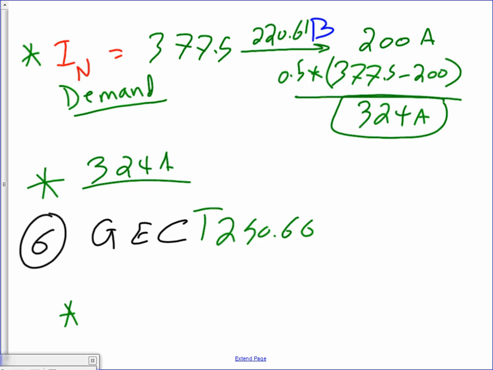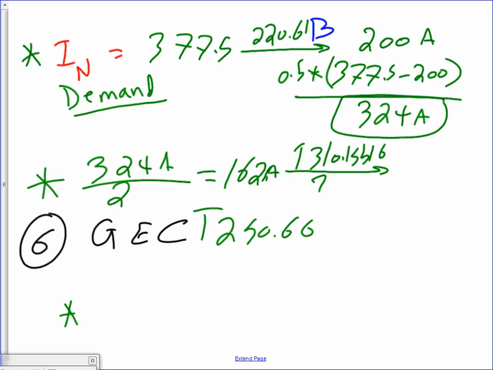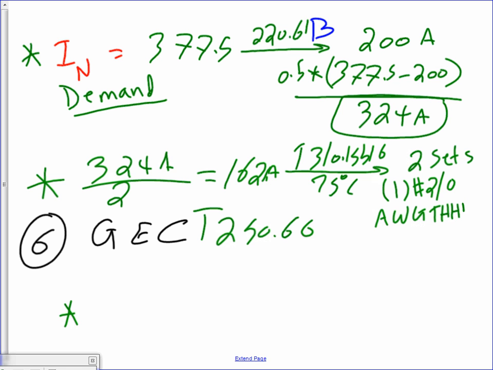Now, I'm sure Terry will say, Chad, I can carry this with one conductor. But remember, Adam, we parallel the phases, we have to parallel the neutral. You have no choice. You parallel phases, you parallel neutral. So I have to parallel two sets, regardless. I came up with 162 amps. Take this one to table 310.15(B)(16), 75-degree column. That will give you two sets of how many conductors? One conductor, number 2 AWG THHN.